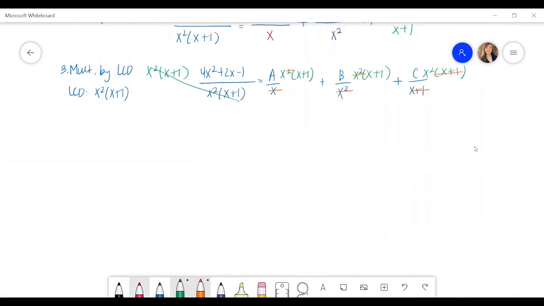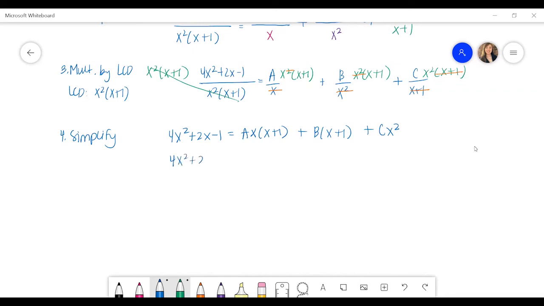Make sure that part is done correctly. Okay, so we simplify. I guess you could add another step of solve if you really wanted to, but not necessary. We have 4x squared plus 2x minus 1 equal to Ax times x plus 1 plus B times x plus 1 plus Cx squared. We're going to continue simplifying. So you've got Ax squared plus Ax plus Bx plus B plus Cx squared.